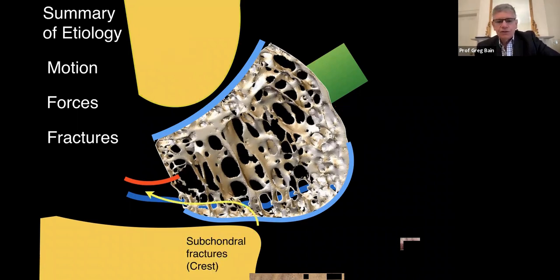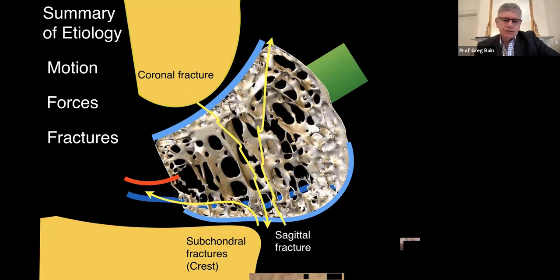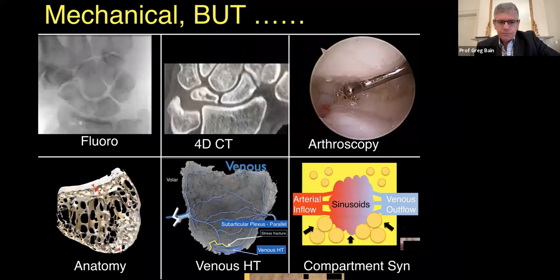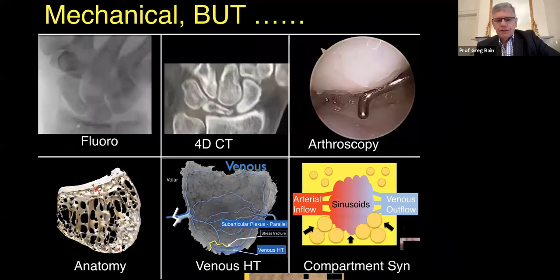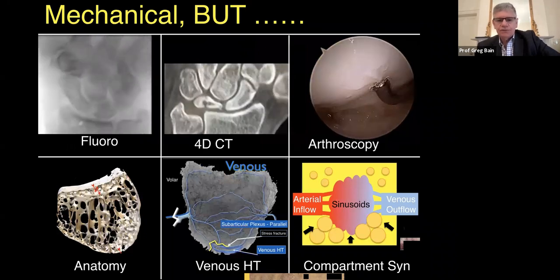And we think there are associated fractures that typically occur, such as the subchondral bone plate fracture, the coronal fracture, and these sagittal fractures. These demonstrate some of the typical fractures that we've seen. And interestingly, we've also seen cases with ligament avulsion, such as an avulsion of that bone of the lunate. So we have these mechanical aspects, as we've demonstrated with fluoroscopy and CT. We've talked about arthroscopy.